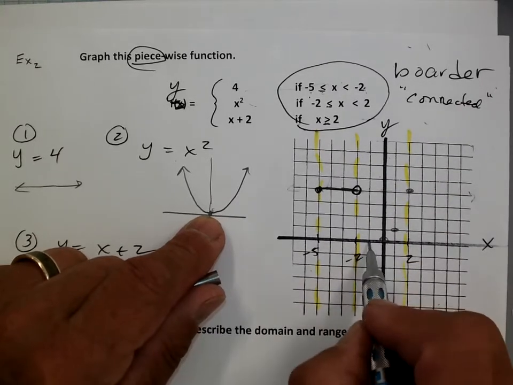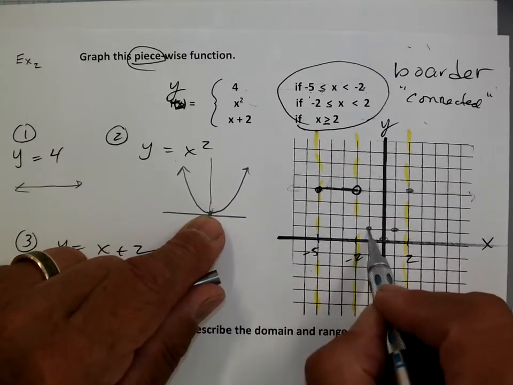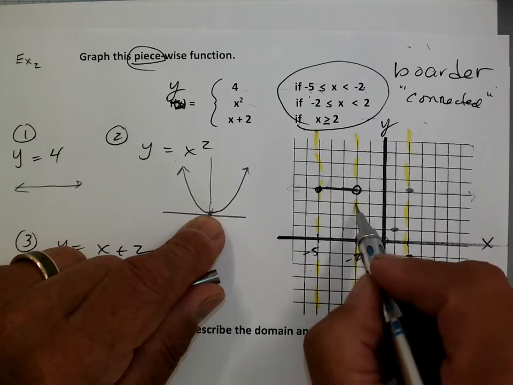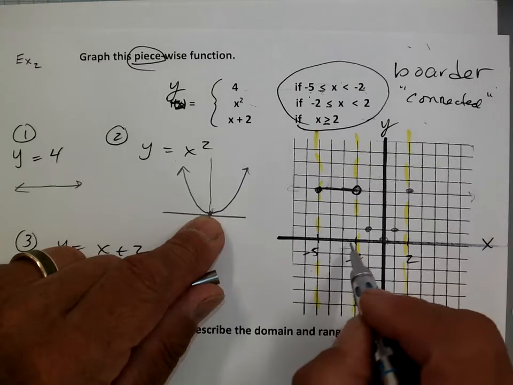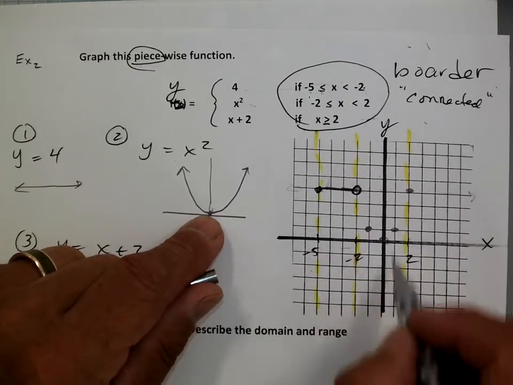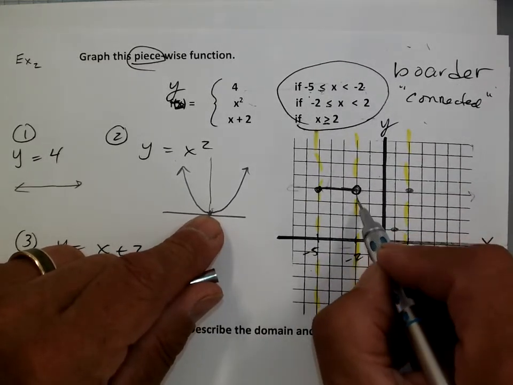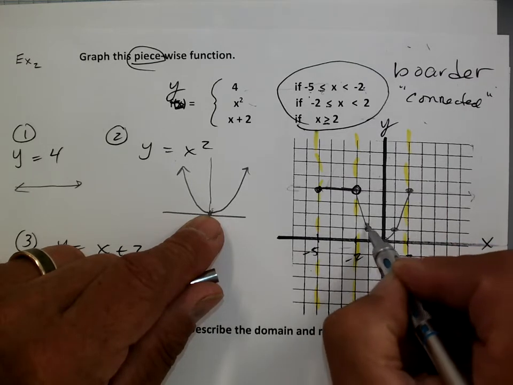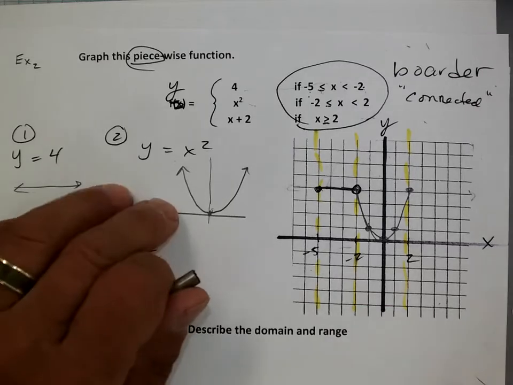Now, -1 squared. -1 times -1 is +1. -2 squared, -2 times -2 is a +4. 1, 2, 3, 4. Okay, and I'm not going to go any further because that's not within my border. Okay, so let's connect. So this is what this parabola looks like. Okay, there you go.